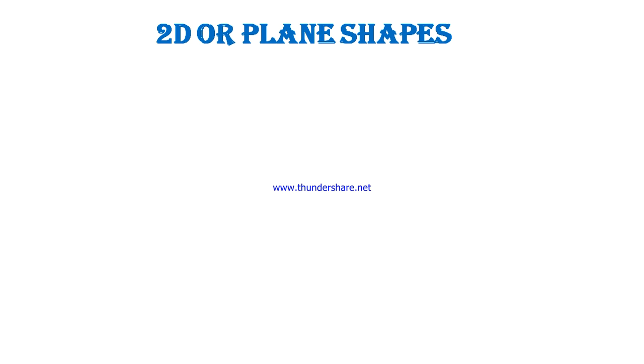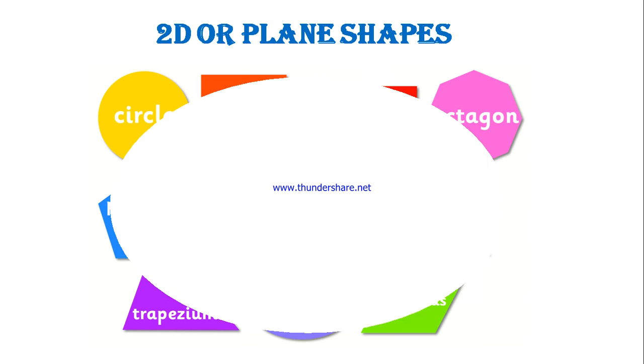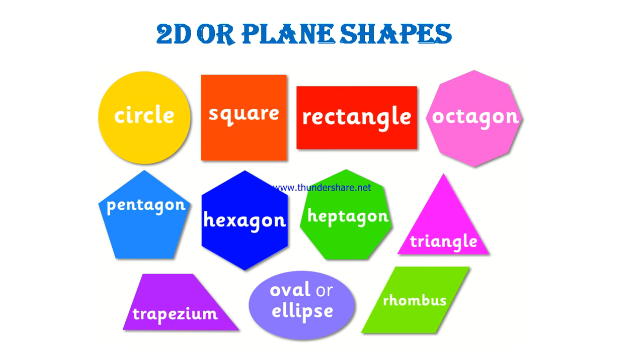So now when we come to shapes, here we are going to learn two types. One is 2D, two-dimensional or plane shape, flat shape. So that shape we can call by three names: two-dimensional, that is 2D, plane shape or flat shape. We know very well these are called plane figures, plane shapes: circle, square, rectangle, octagon, pentagon, hexagon, heptagon, triangle, trapezium, oval or ellipse, rhombus, etc. There are more. They are called plane shapes. Two-dimensional means they have only two dimensions, length and breadth.